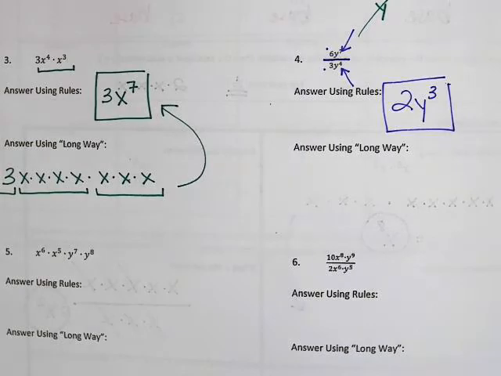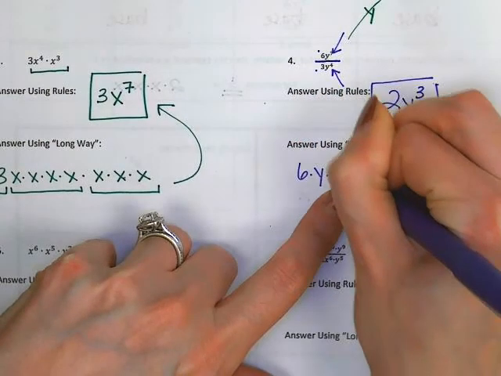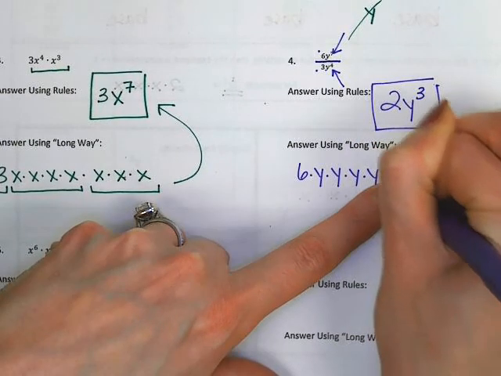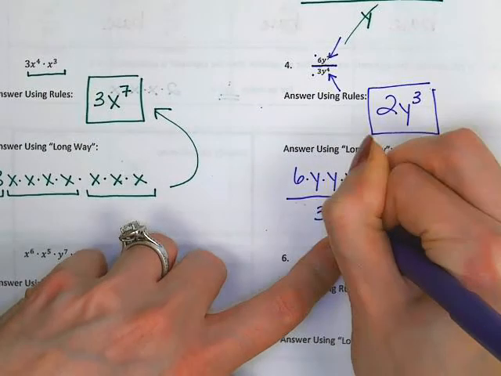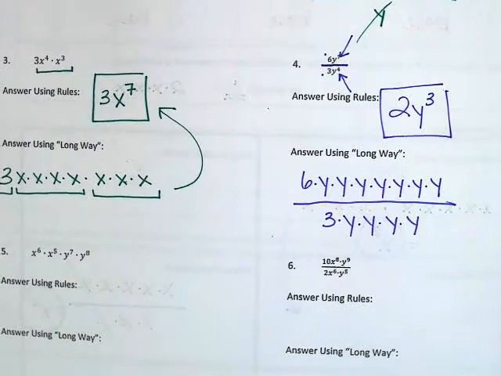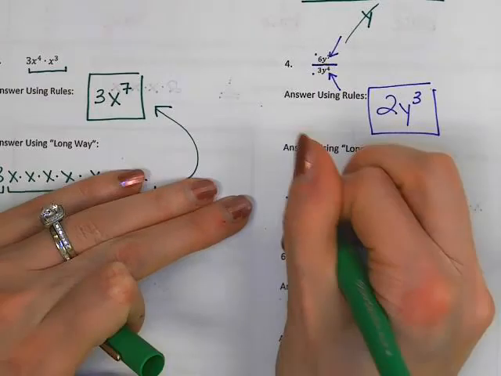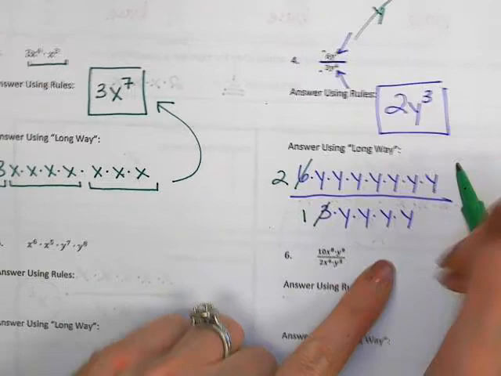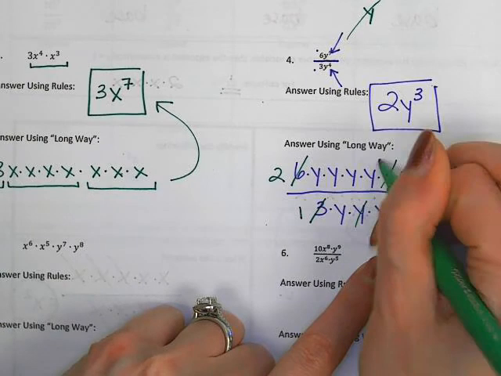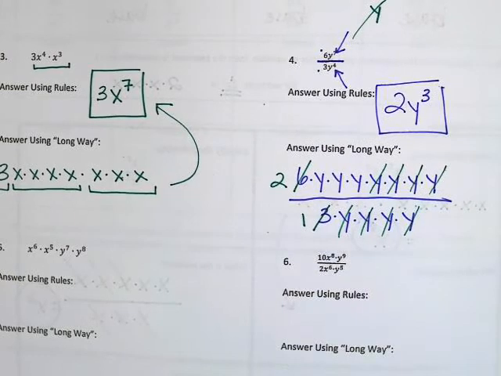Okay, let's do it the long way just to make sure. So the long way, it's 6 times 7 y's, 1, 2, 3, 4, 5, 6, 7. And on bottom, it's a 3 with 4 y's, 1, 2, 3, 4. Okay, now numbers we would reduce. So 6 divided by 3 is really just 2 over 1, right? And then these cancel, these cancel, these cancel, these cancel. So yeah, we're left with 2y to the 3rd power. Okay, so it checks out every time.